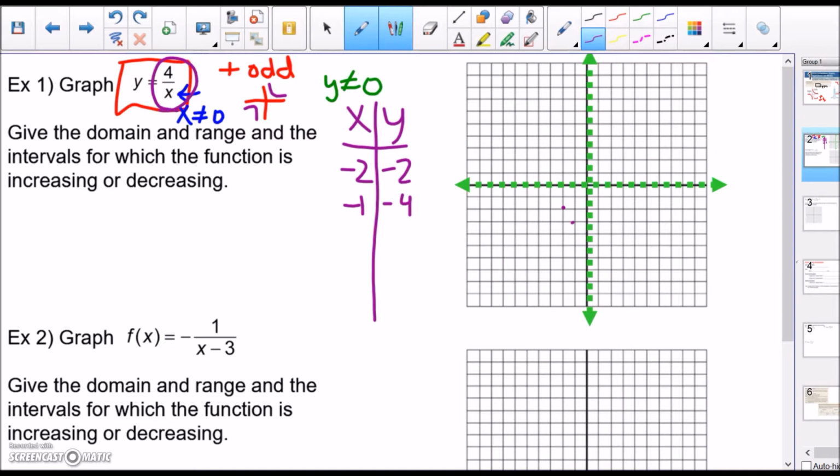I can't plug in 0. I'm not allowed to. It's not going to work. It's not part of the domain. But I can plug in +1. +1, that'd give me 4 over 1, which is 4. I've got 1, 4. And if I plug in 2, 4 over 2 is 2. I've got 2, 2. I've got some points. And you can do as many points as you want, but that might be enough for us to know pretty much what this is going to look like.